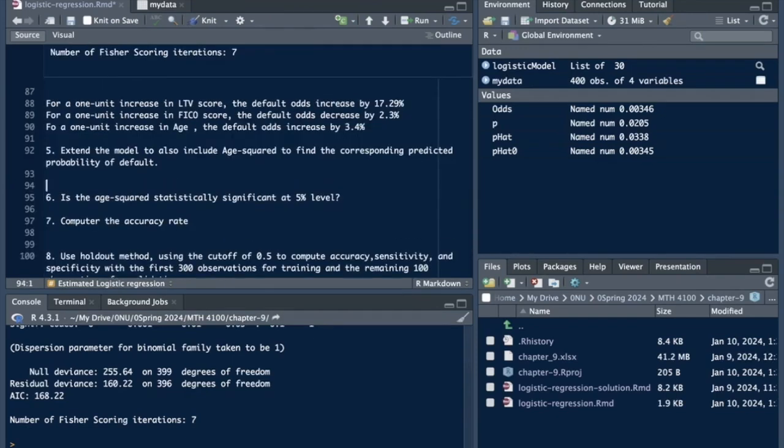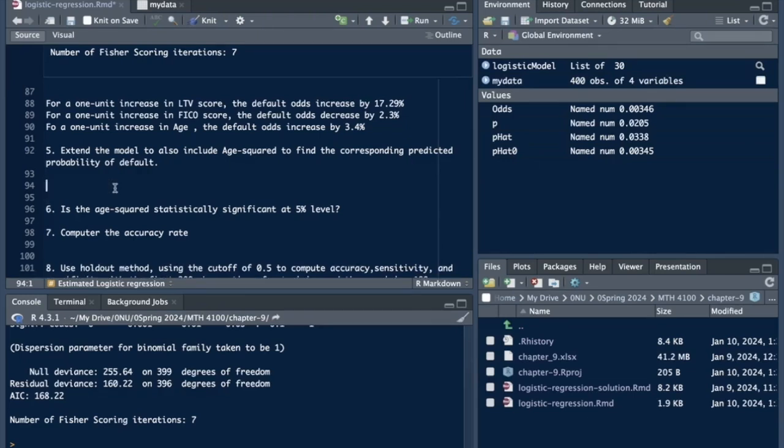Extend the model to also include age squared to find the corresponding predicted probability of default. So we can basically add a squared effect, or other effects. Maybe we are going to get a better model. How do we know a better model? As we said, one of the techniques is to calculate the performance measures, which are the accuracy rate, the sensitivity, and specificity, and we may again conduct the cross-validation method to improve the predictive power.